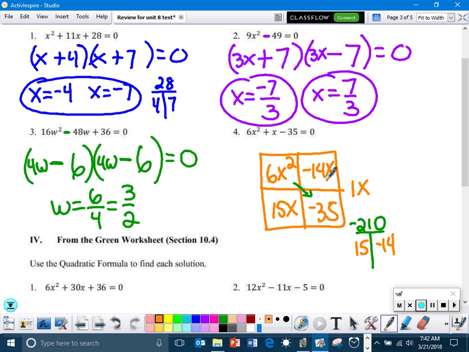All right, so what do the top 2 boxes share? Well, 6 and 14 share the number 2. So I'm going to pull out a 2 and an x. The bottom two, keeping the sign closest to the edge, which would be positive, they share a 5. So one of my factors is 2x plus 5.